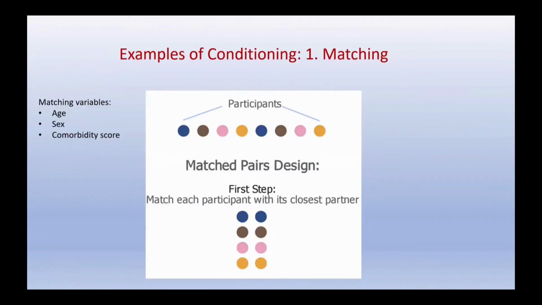So again, matching is very popular. You can pair match cases and controls by whatever variable that you choose. It's usually age or sex or comorbidity score that's matched.